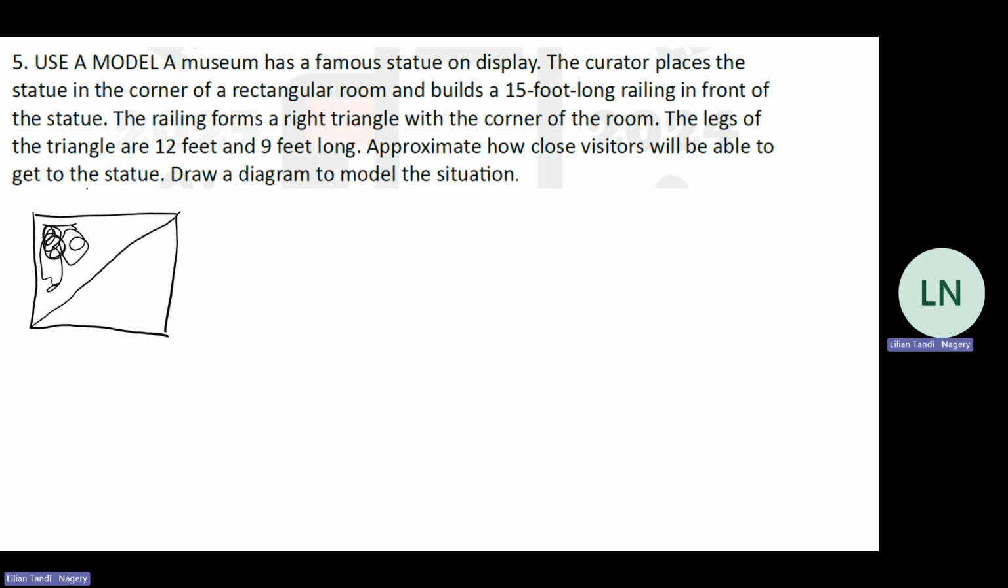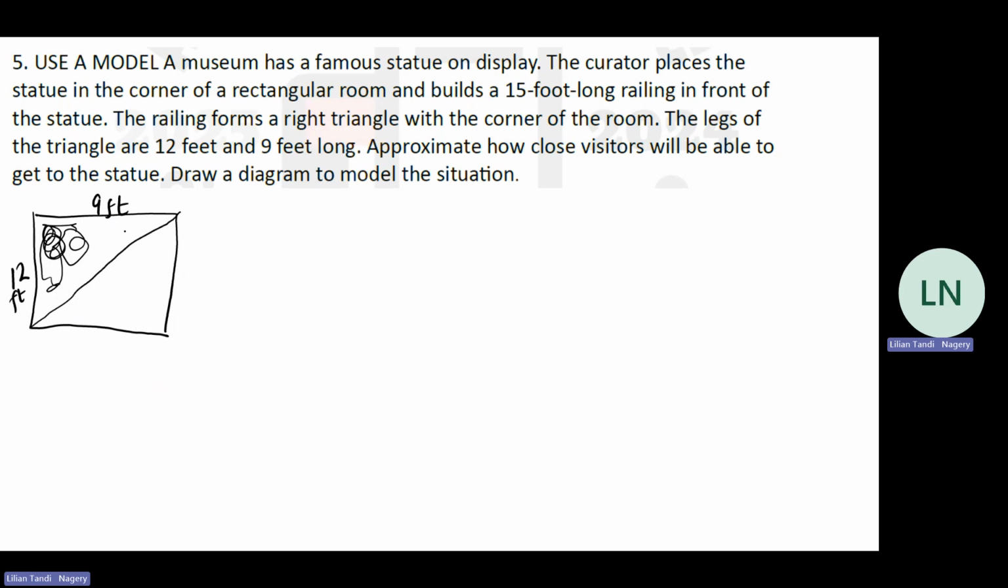In front of the statue, the railing forms a right triangle. So you see, it has formed a right triangle with the corner of the room. The legs of the triangle are 12 feet and 9 feet. Do you see that? So you have to know how to read and draw from reading. Okay?